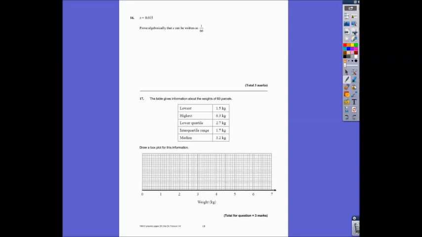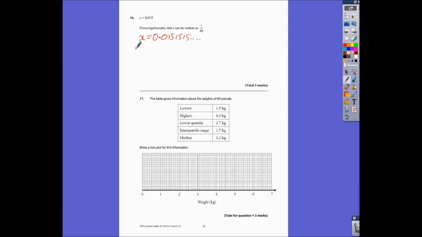Question 16. X equals 0.015 recurring. Prove algebraically that x can be written as 1 over 66. Well, if we call that x, so 0.151515, you must write that out because the examiner needs to know what that means. The dot being above the 1 and above the 5 means that the 1 and the 5 recur.